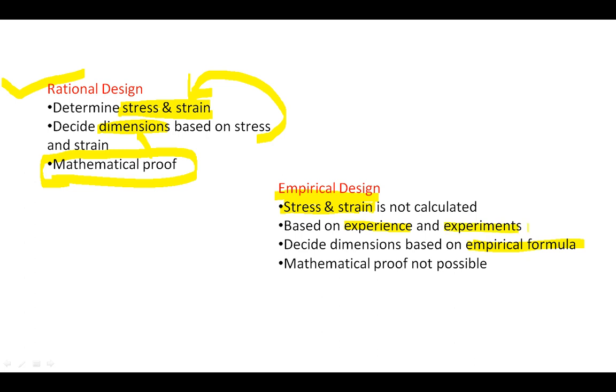Suppose you are designing a part which has been designed previously by many different engineers. After a part is designed many times, suppose 1,000 times or 100 times, you can come to a conclusion about what the dimensions should be, what the relation should be between force and dimension, or force and thickness, or force and diameter. Depending upon previous experience and previous experiments, an empirical formula is formulated, and for design we directly use this formula, and there is no mathematical proof of this formula.